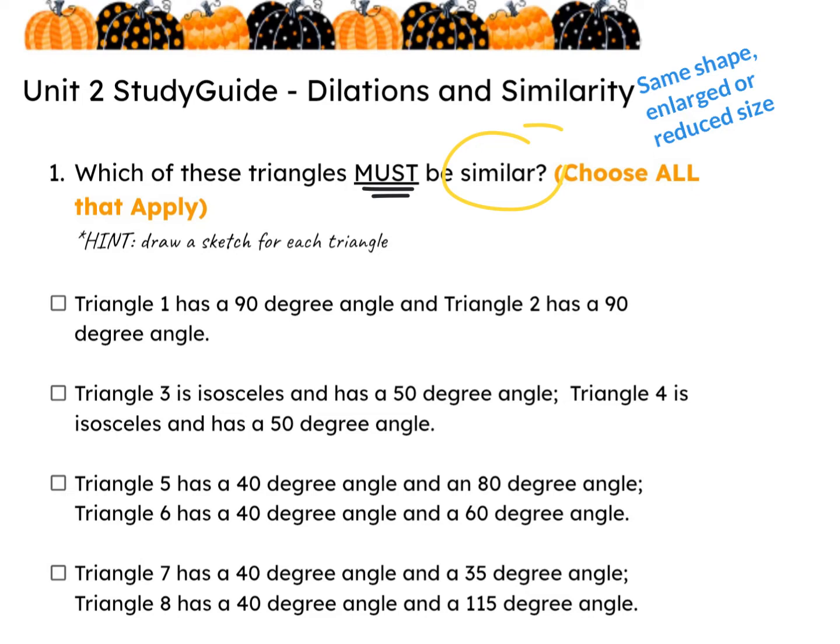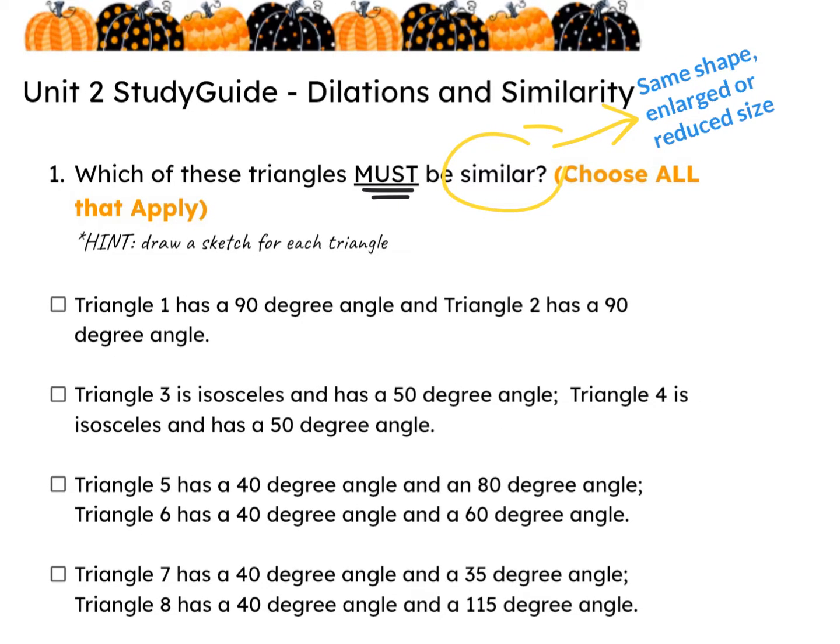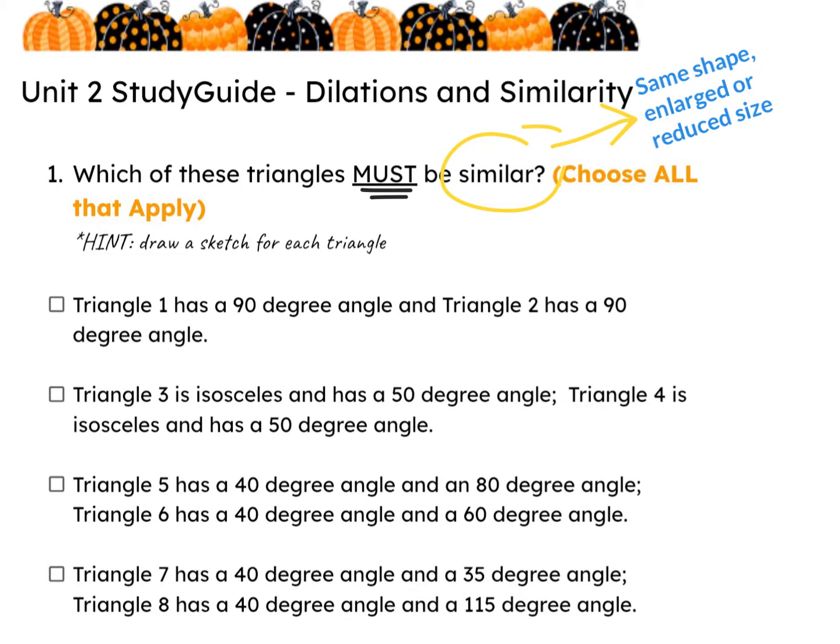A similar figure has the same shape, and the size can be enlarged or reduced, and it must be proportional. So let's look at question 1. Triangle 1 has a 90-degree angle, and triangle 2 has a 90-degree angle. And our hint is to sketch a picture of each. So let's do a little sketch.